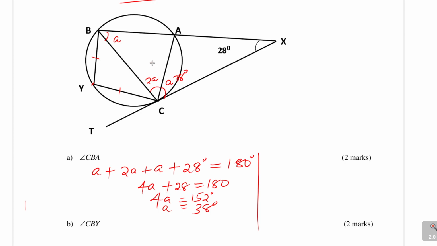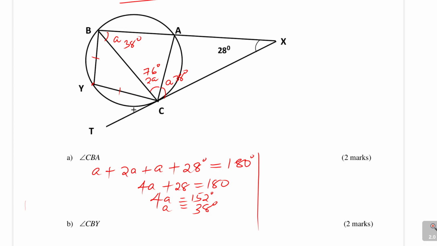Then this one will be twice that, so 38 times 2, this will be 76 degrees. And then this one is 38 degrees. So after getting that, I can still fill in other angles.